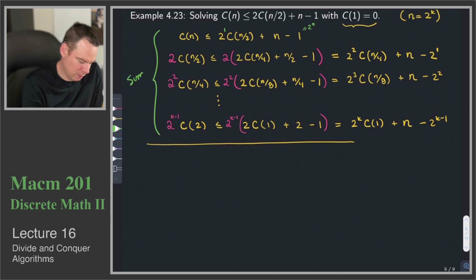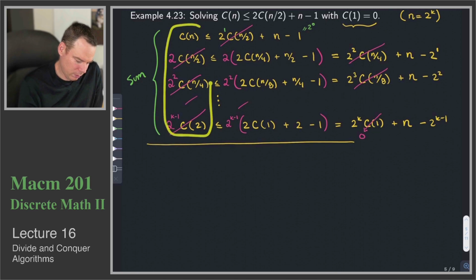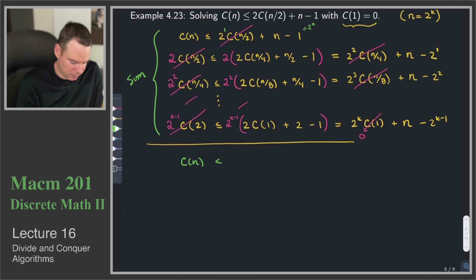So when I sum these up, what do we get? We get that this cancels with this, cancels with this, cancels with this, something in the dot dot dot cancels with this, and this is 0 because of our initial condition. So what survives? Well, on this side of the inequality, it's only the Cn that survives. So we get Cn is less than or equal to, and then all of the stuff on the other side.